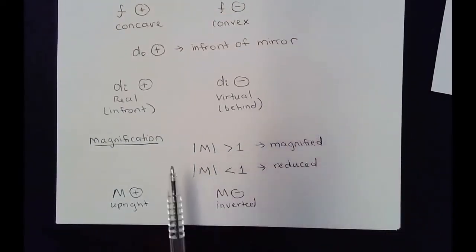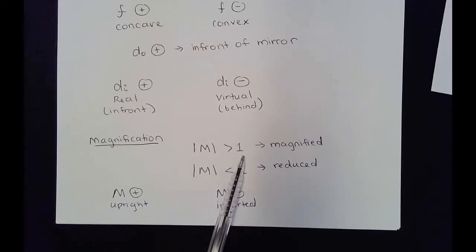Okay, and then a magnification of greater than 1, the absolute value, means the image is magnified. If the magnification is less than 1, it's reduced. And then there's a sign as well, and a positive sign for magnification means it's an upright image. It's the same orientation as the object. And a negative sign for the magnification means that it's inverted.